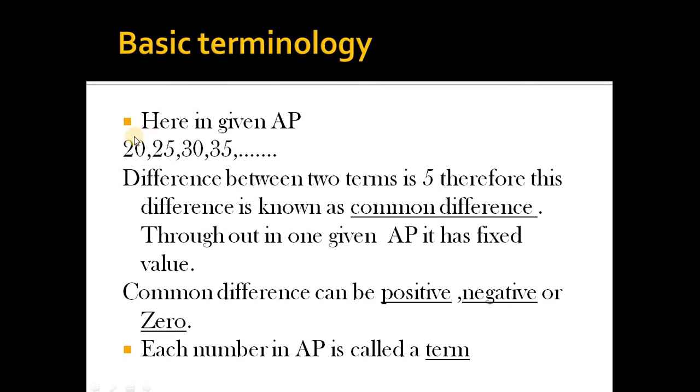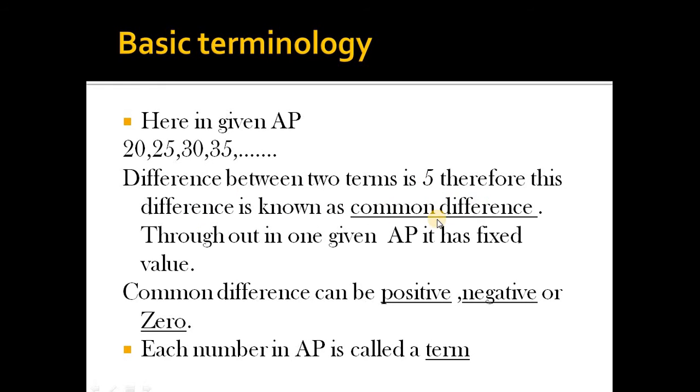Here is the basic terminology. In an AP 20, 25, 30, 35, these are the terms of the arithmetic progression. The difference between two terms is 5, or rather than 5, we should say plus 5, positive 5. Therefore, this difference is known as the common difference.